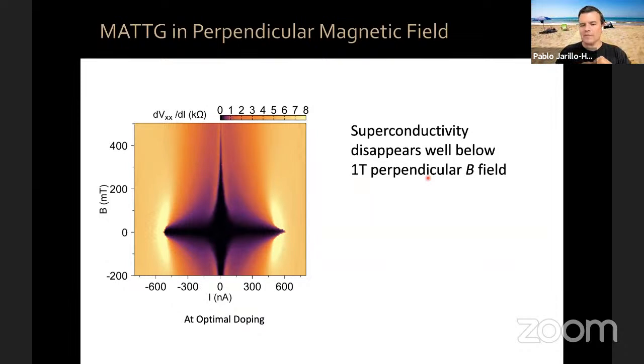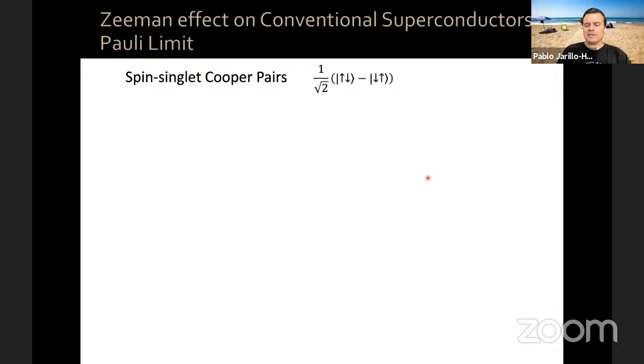So this means these two-dimensional superconductors are very good for looking at the effect of effectively a Zeeman field on the superconductivity. Now, as a reminder, in conventional spin singlet BCS superconductors, the Cooper pairs are spin singlets, up-down minus down-up. The binding energy is given by the superconducting gap, which happens to be 1.76 k_B times your critical temperature.